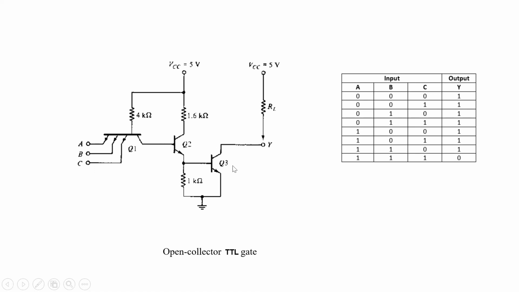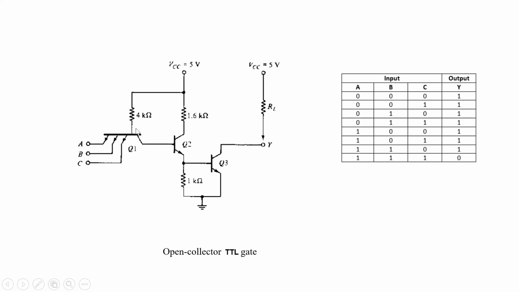To turn on this transistor Q3, we require the base-collector junction potential plus the base-emitter voltage of transistor Q2 plus the base-emitter voltage of transistor Q3. That is 0.6 plus 0.6 plus 0.6. That means to turn on transistor Q3 requires 1.8 volt. So if all the inputs are low, transistor Q1 becomes on, and this potential becomes 0.9 volt.